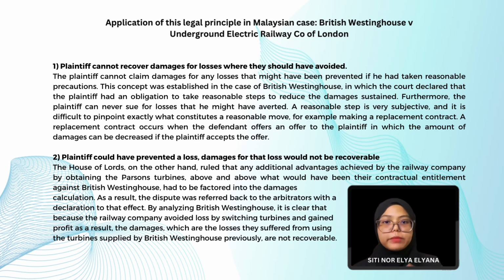The second principle of mitigation is that if a plaintiff could have prevented a loss, damages for that loss would not be recoverable. The case of British Westinghouse against Underground Electric Railway Company of London exemplifies this rule on averted loss. In this case, British Westinghouse supplied the defendant railway business with 8 steam turbines that turned out to be flawed in design and utilized an excessive amount of steam. The Railway Corporation did not reject them, but instead reserved its claim for breach of contract damages. So the issue is whether the railway firm may sue British Westinghouse for the expense of rebuilding the turbines.